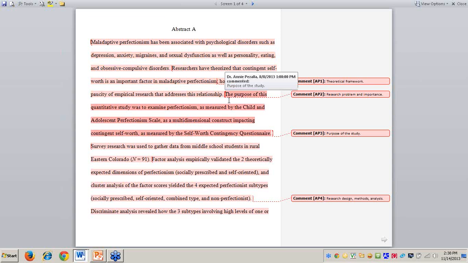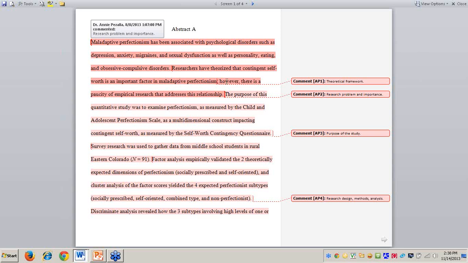And then it goes on to say that researchers have theorized some things about what's going on with this maladaptive perfectionism. However, and here's where we're getting at the gap in the research, there's a paucity of empirical research that addresses this relationship. So not only has the student incorporated in a really kind of elegant way the theoretical framework, but he or she has also talked about the gap in the literature and justified so what and who cares. Why should we care about understanding more of maladaptive perfectionism? Well, it's associated with a lot of rather troubling disorders. So right away, this is a really nice, strong introduction.